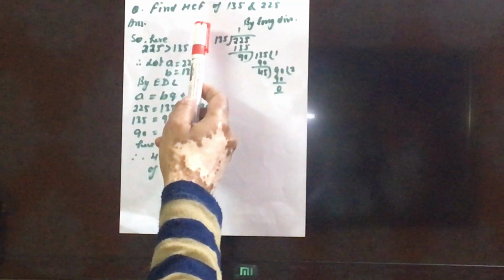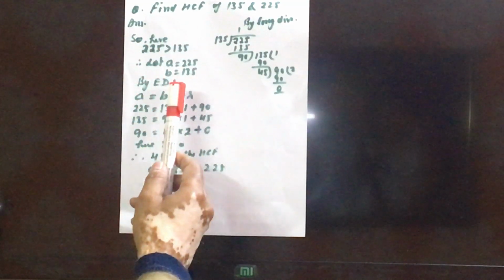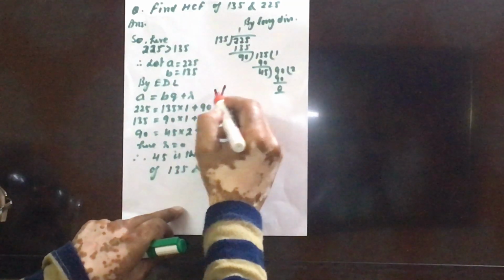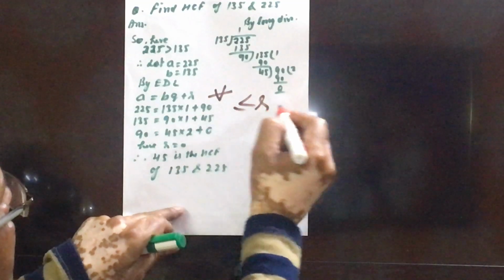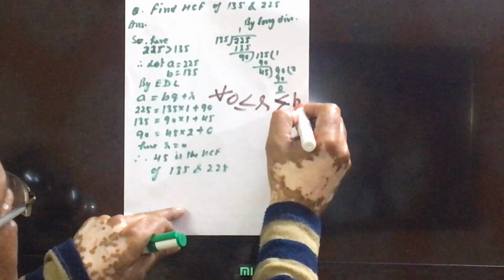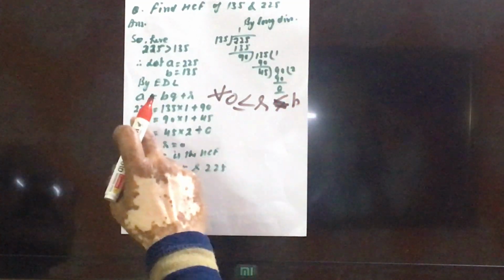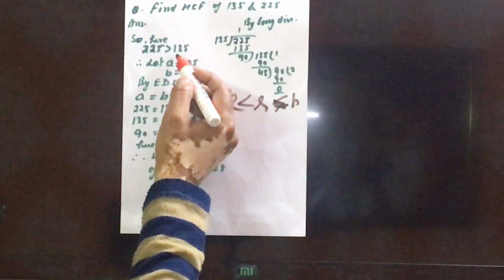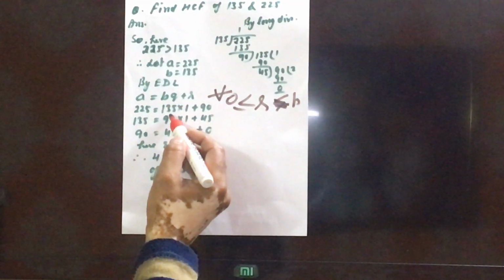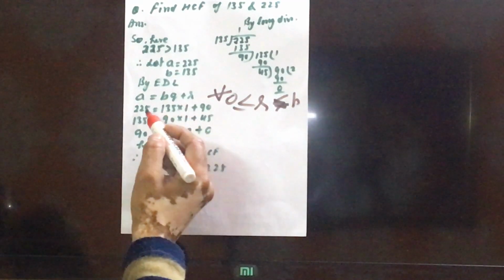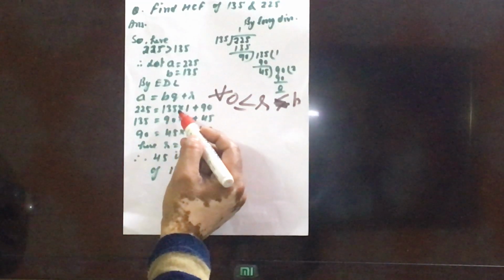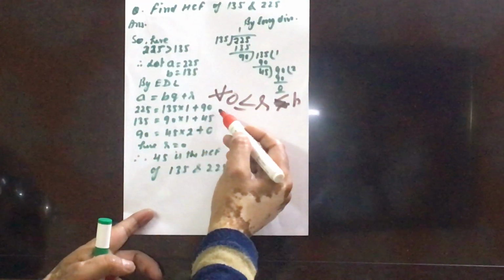To show this, we will use Euclid division lemma. According to Euclid division lemma, a is equal to bq plus r, where r is greater than or equal to 0 and less than b. Now here the big number is 225, so that is a, and the small number is b, its value is 135. When we divide 225 by 135, it will go one time, so we can write 225 is equal to 135 into 1 plus 90.